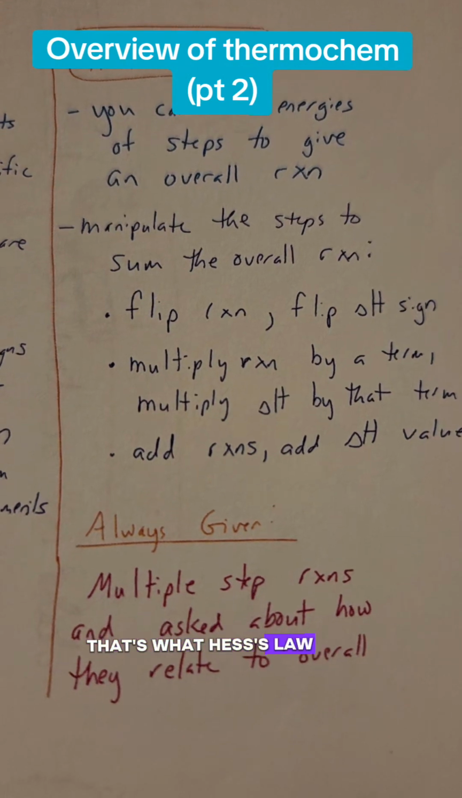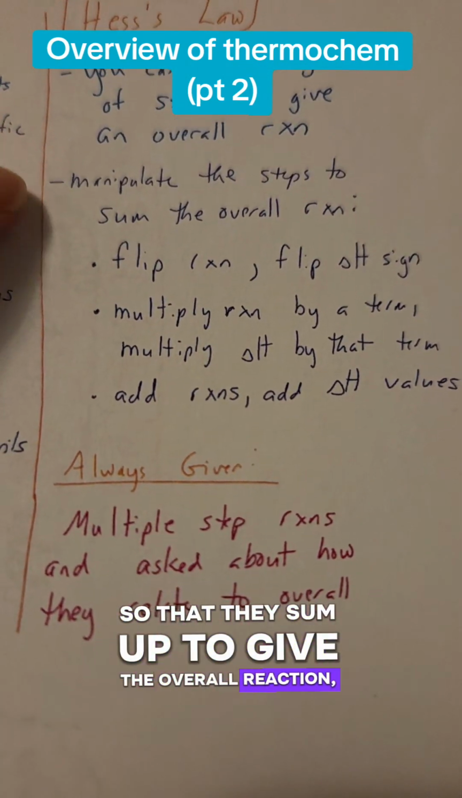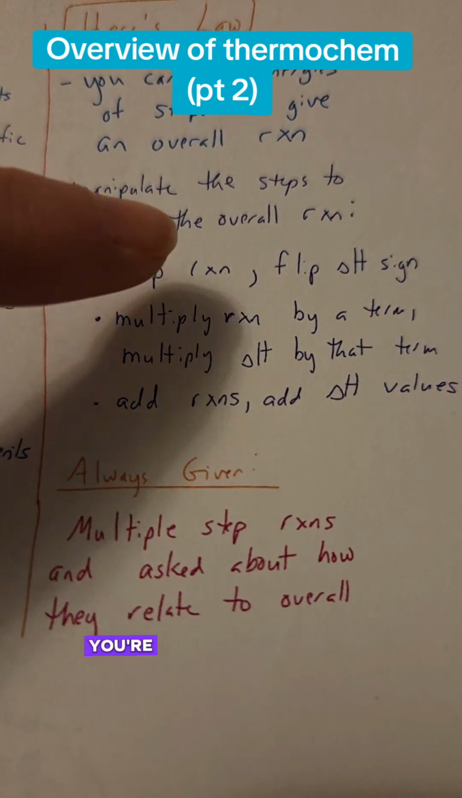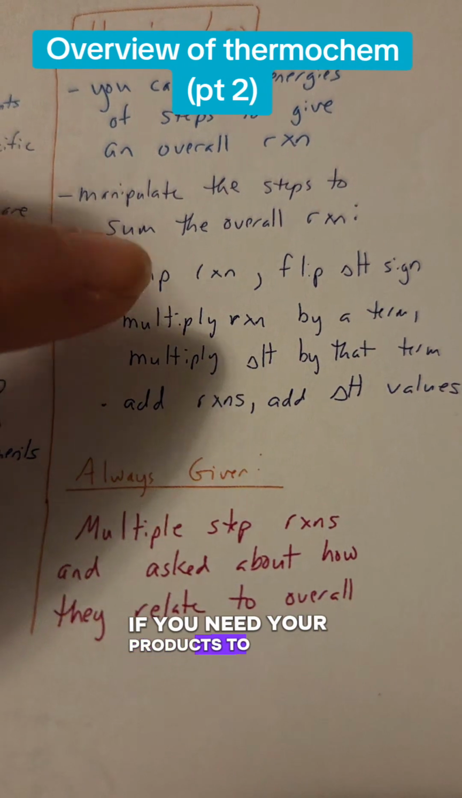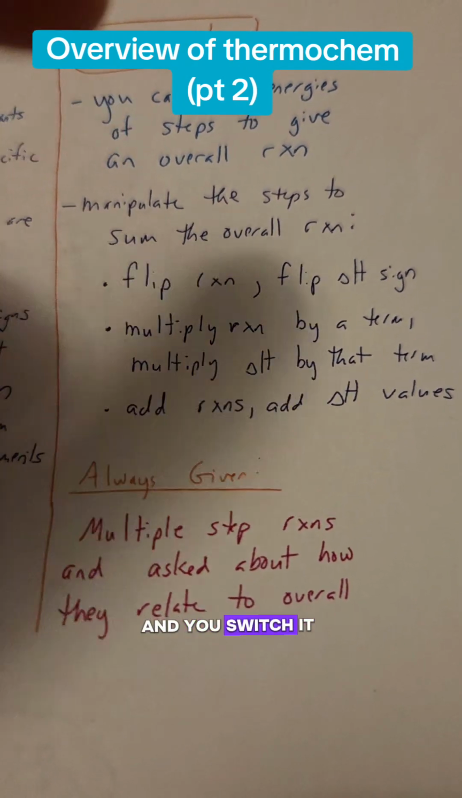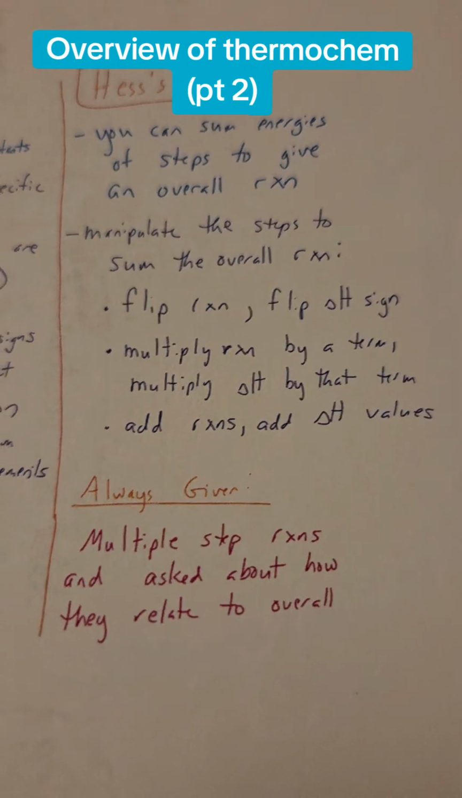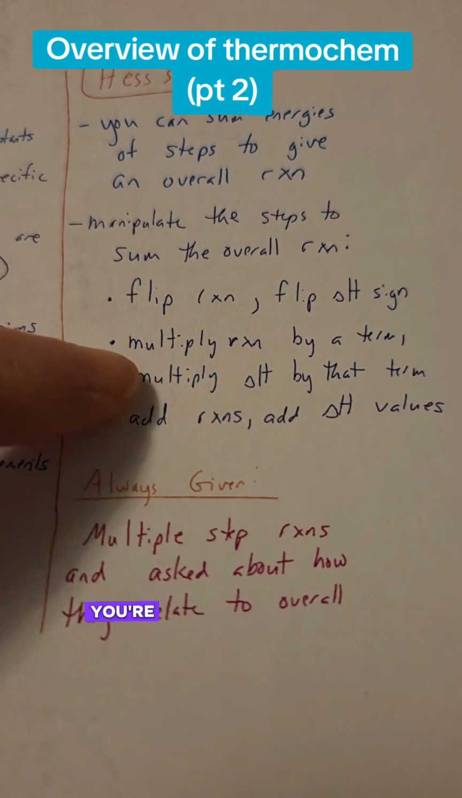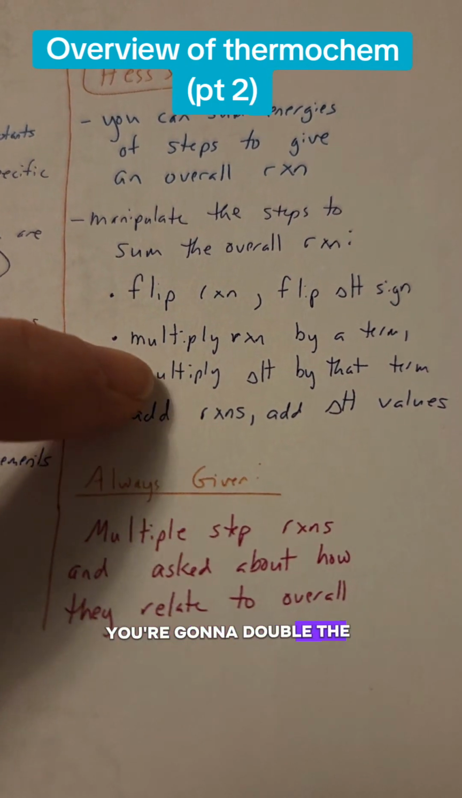Hess's law, you can sum energies of steps to give an overall reaction. That's what Hess's law says. So if you're going to manipulate the steps so that they sum up to give the overall reaction, keep this in mind. If you're going to flip your reaction, you're going to flip your sign. So if you need your products to become your reactants and you switch it like that and you had a negative delta H, now that delta H is going to be positive. If you multiply the reaction by a term, you're also going to multiply your delta H by that term. So if you need to double a reaction, you're going to double the delta H.